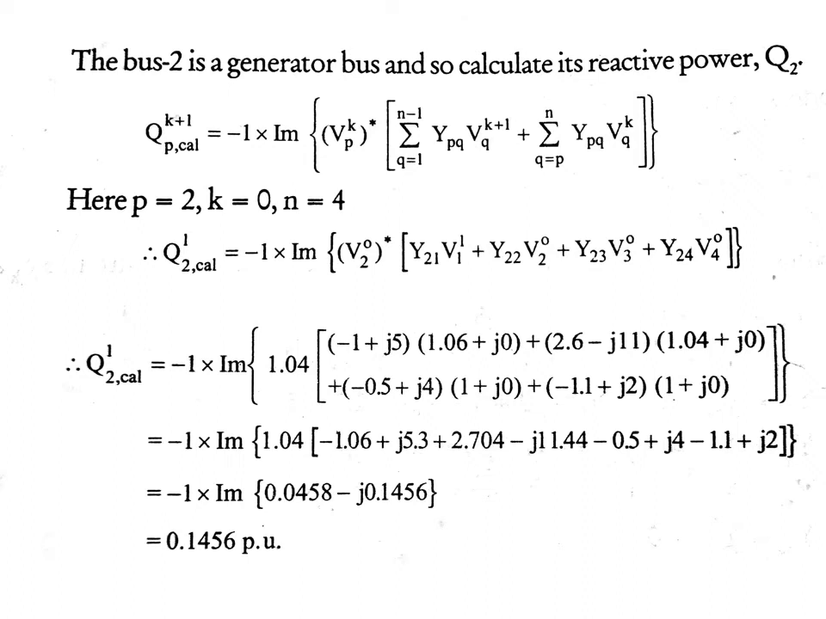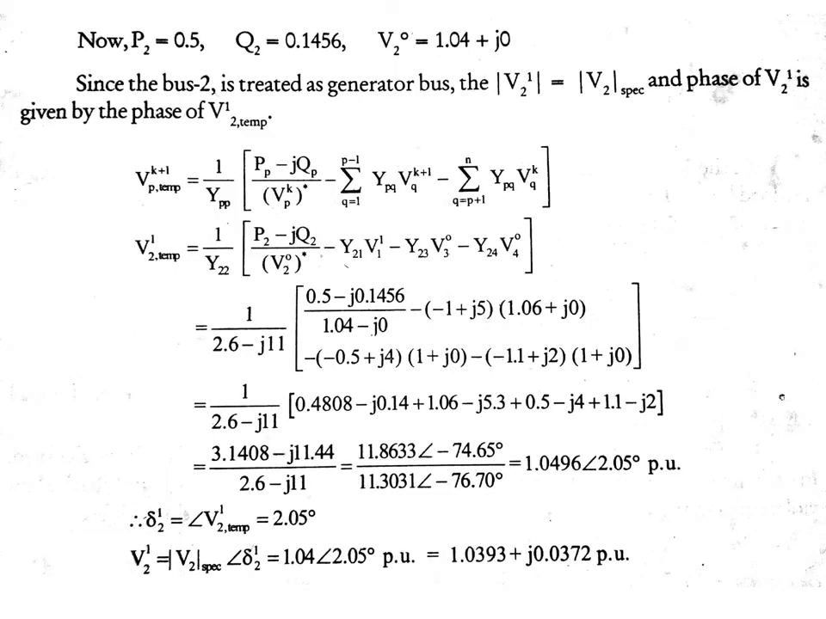Therefore, this bus can be treated as a generator bus. Therefore, P2 equal to 0.5, Q2 equal to 0.1456 and V2(0) equal to 1.04 plus j0.